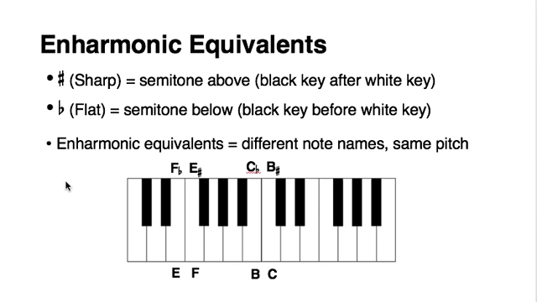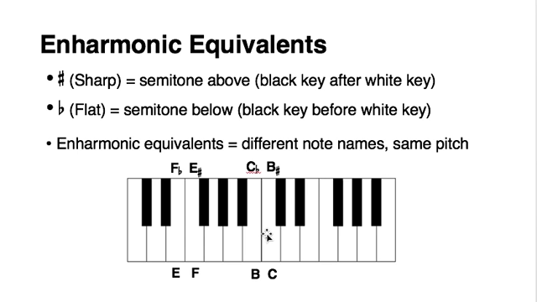Okay, one last word about enharmonic equivalents. It's important to notice what happens when you apply an accidental to a white key that does not have a black key before or after, like E, F, B, and C. So what is an E sharp if you don't have a black key here? Or what is a C flat if you don't have a black key there? We follow the same logic as before. Sharp is a semitone above. Flat is a semitone below.